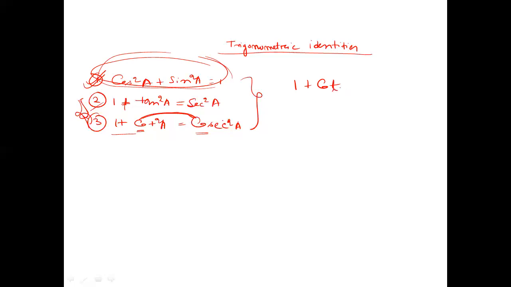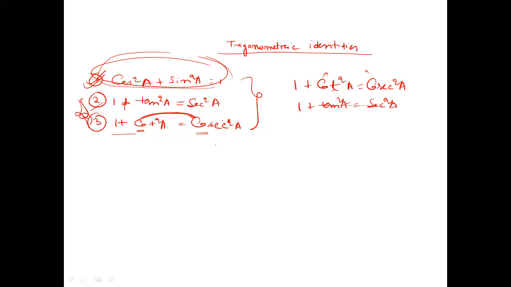So just see the third identity: 1 plus cot square A equal to cosec square A. Now see, how can you remember? Just see the C and C. So cot square equal to cosec square. So the next one will be 1 plus tan square A, and here will be sec square A. Yes or no? Just remember C.